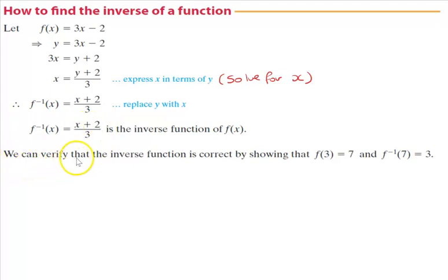We can verify that the inverse function is correct by showing that f(3) = 7. So if you sub 3 into the original function, you get 3 multiplied by 3, which is 9, minus 2 is equal to 7. And f inverse of 7 is equal to 3. So if we substitute 7 into the inverse, we end up with 7 + 2, which is 9, over 3. 9 divided by 3 is 3. So it works out.